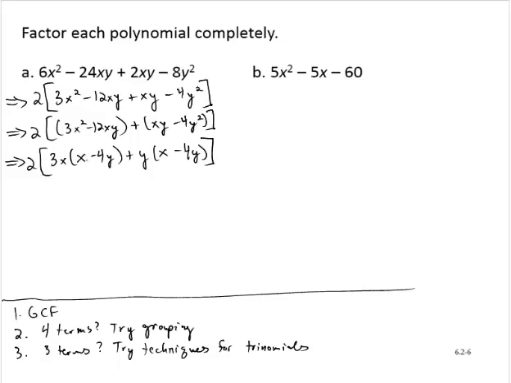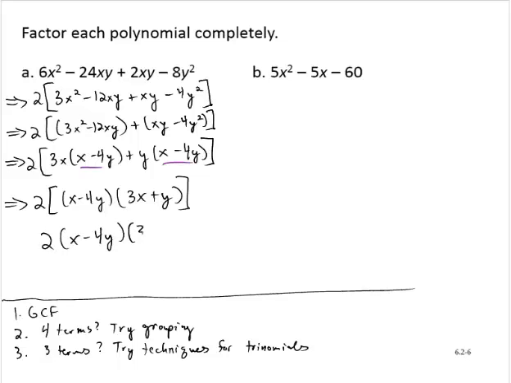Notice that I have that common binomial factor. So I can factor this as 2, and then I'd have x minus 4y, and my second grouping would have 3x plus y. And usually we get rid of those brackets, so I would write this as 2 times x minus 4y times 3x plus y. I could check this, but just for sake of space and time, I won't check it.